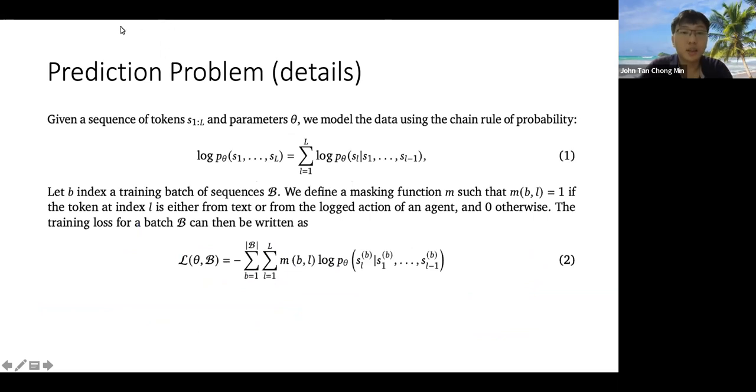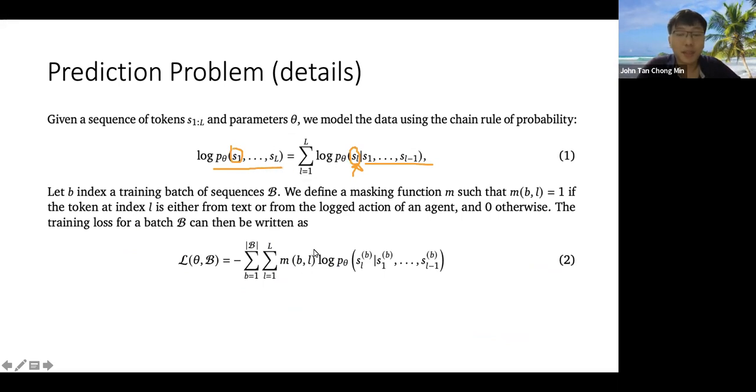So this is the way the loss function is structured. Using the chain rule of probability, they are basically trying to do a prediction problem. They are trying to predict the next token given the earlier tokens, and we do that for all the tokens. So it is essentially modeling this log p beta function here.